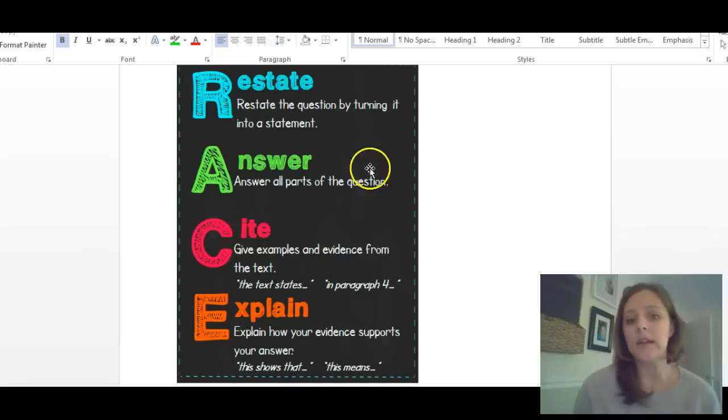The A is going to be your answer. You want to make sure that you answer all parts of the question, and depending on how the question's set up, that's going to drive how you answer that. Then I really want to focus on the C and the E. These are really important steps to moving from a 1 to 3 sentence response to a well-constructed paragraph.